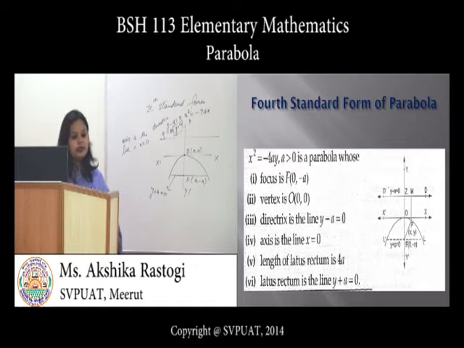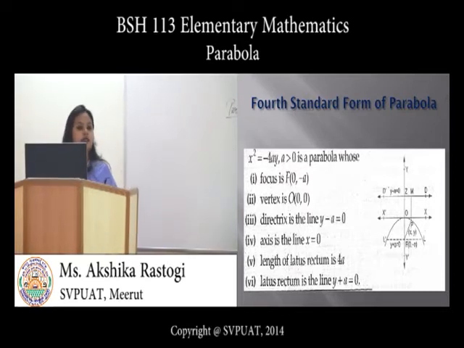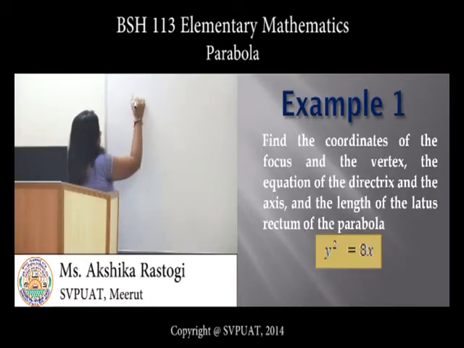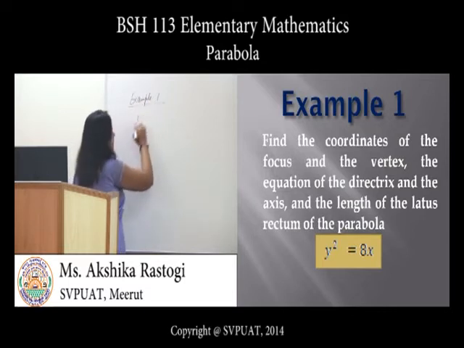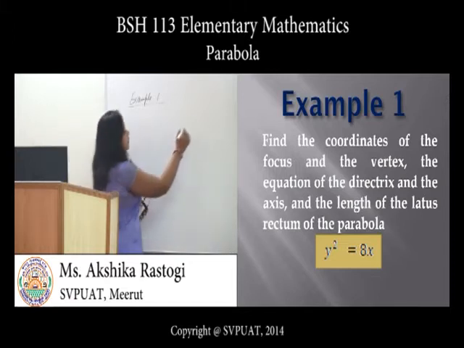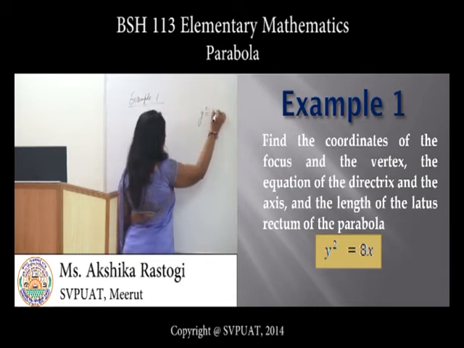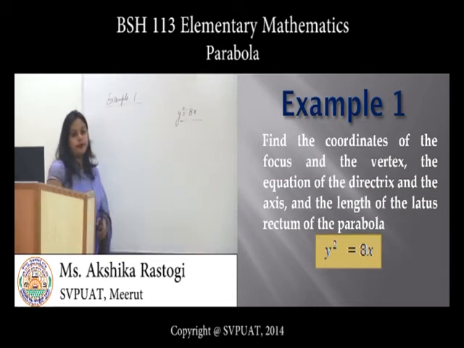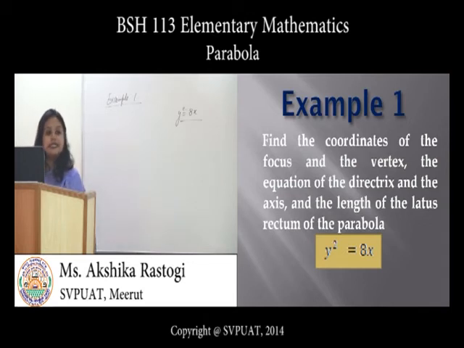Now we take some examples, so all this standard form will be clear to you. One by one we take all examples for each and every standard form. Example number 1. Find the coordinates of the focus and the vertex, the equation of the directrix and the axis, and the length of latus rectum of the parabola. Here the parabola is given, y square equals 8x. This is your parabola, and you have to find these certain things.